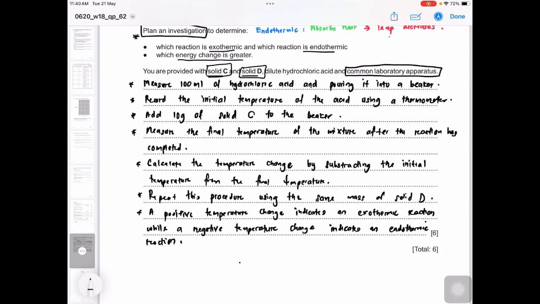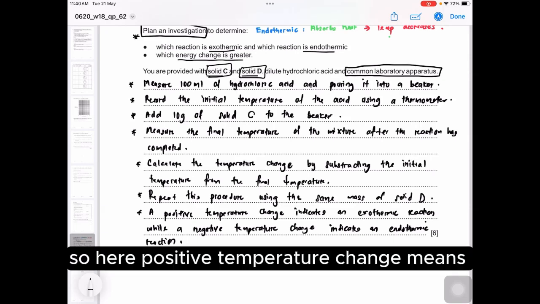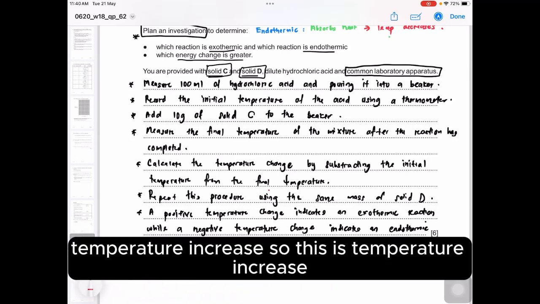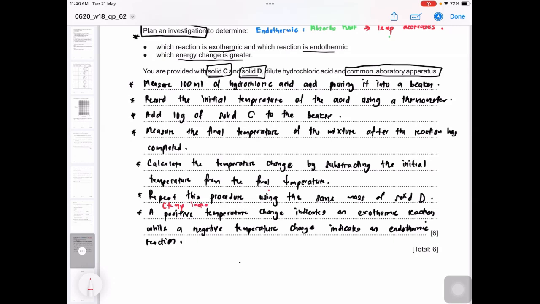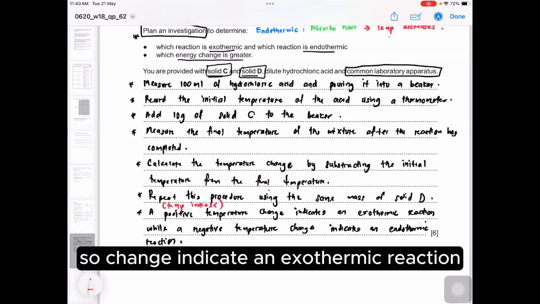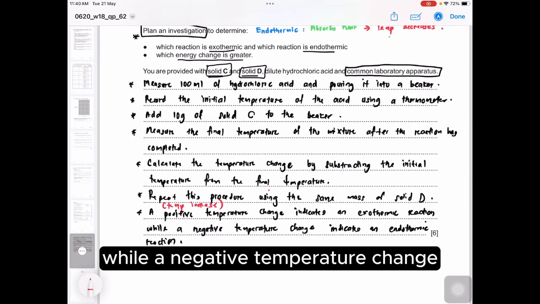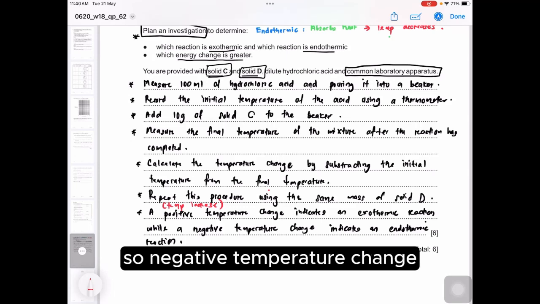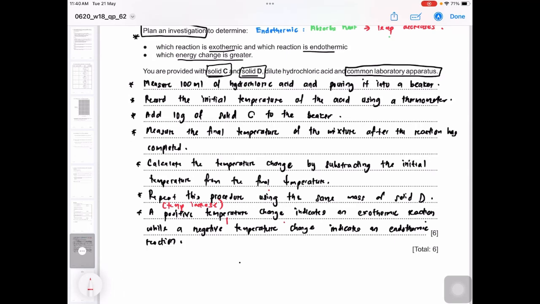So basically, a bigger temperature change means a bigger energy change. So here, a positive temperature change means temperature increase, so this indicates an exothermic reaction, while a negative temperature change means temperature decreases.